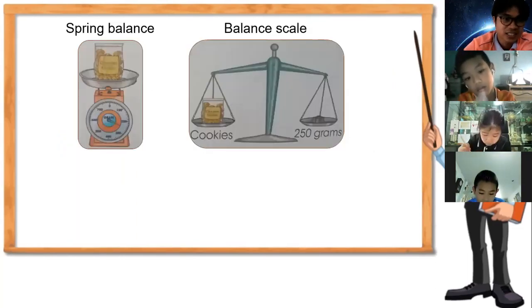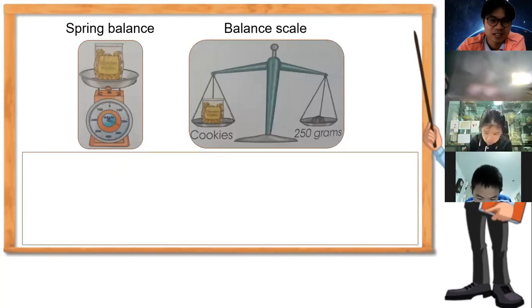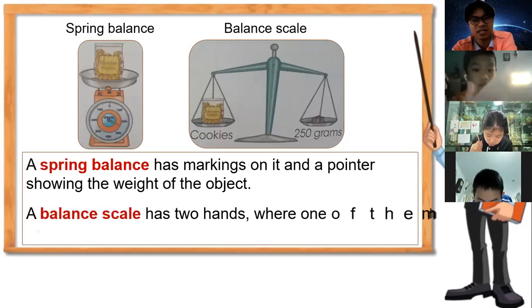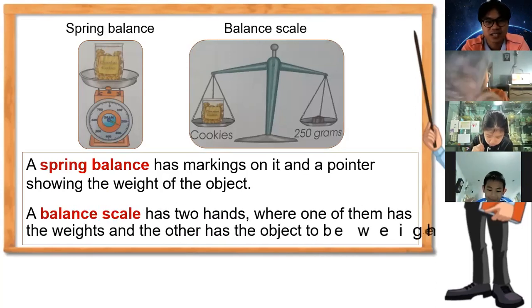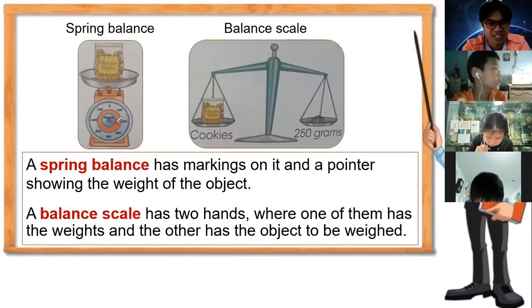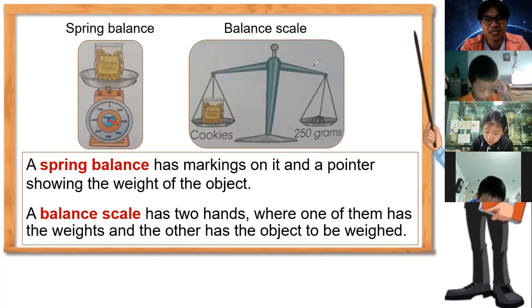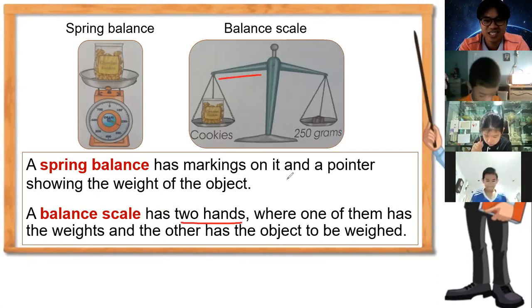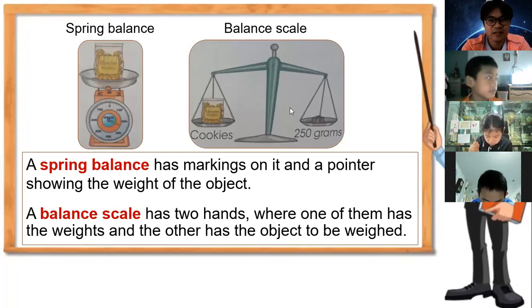Like this spring balance, we know already, right? We discussed this last time. Spring balance has markings and a pointer. You can see the lines, the numbers, and the pointer. This will tell us the weight of an object. And the balance scale has two hands. One of them has weights and the other has the objects to be weighed. You can see here in this example that is called a balance scale.